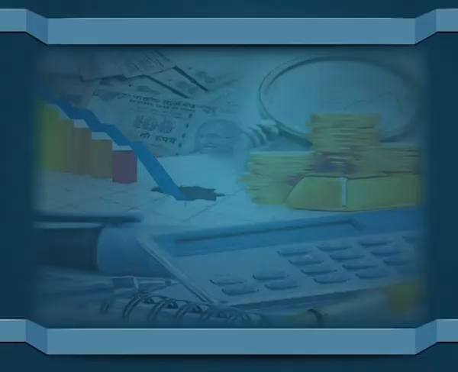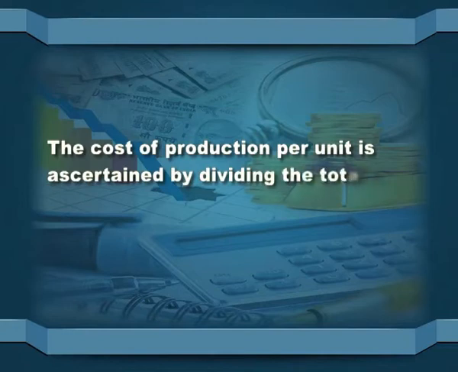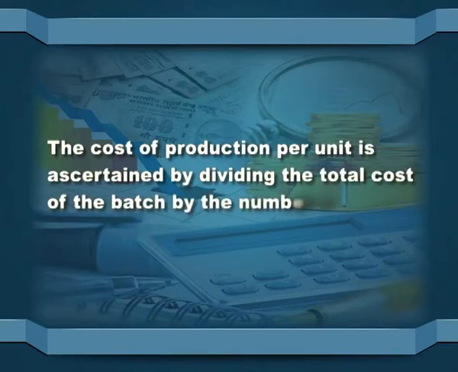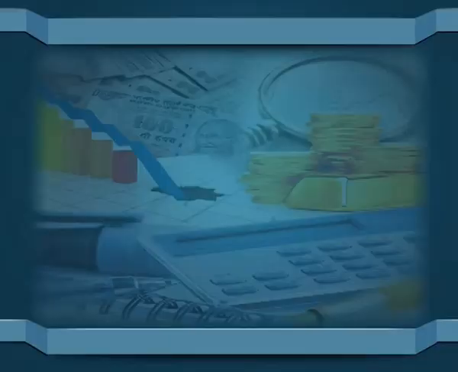The costing procedure for batch costing is similar to job costing. The only difference being that a batch becomes the cost unit instead of a job. Under this system, a separate cost sheet is maintained for each batch. Each batch is given a batch number. The cost of production per unit is ascertained by dividing the total cost of the batch by the number of units produced in a batch. Hence, a batch cost sheet is prepared.